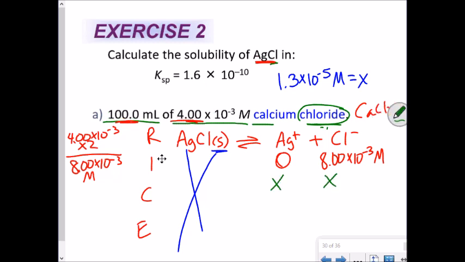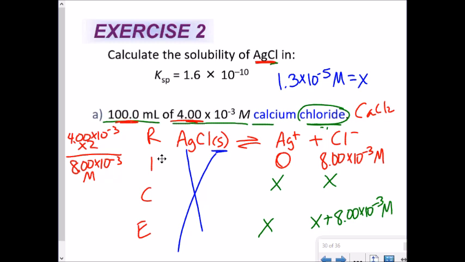Okay, so at equilibrium, we should have X amount of the silver. And we're going to have X plus the 8.00 times 10 to the minus 3 of chloride. Because at equilibrium, they both should have been X, but we're adding in that extra chloride. So it's now changing that equilibrium position and value.